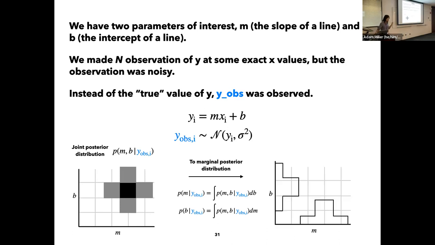So if you want to plot this, it's a really cartoonish version. The P of M and P of B would look something like those.